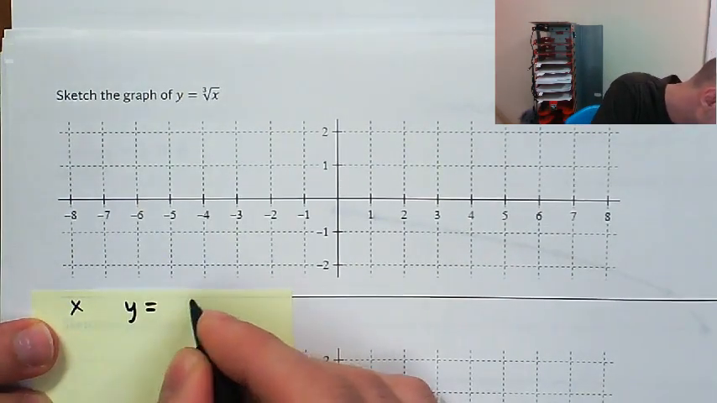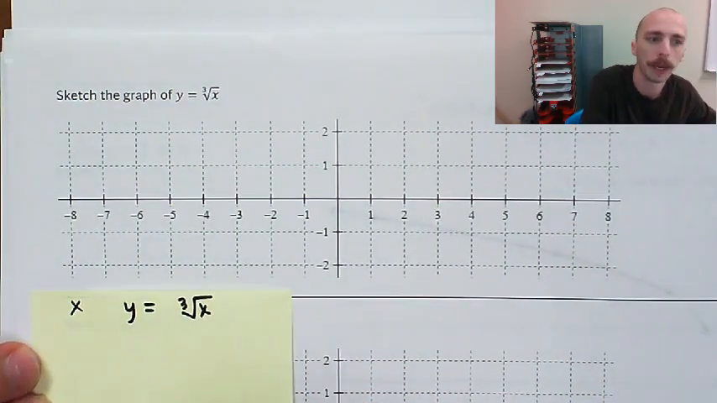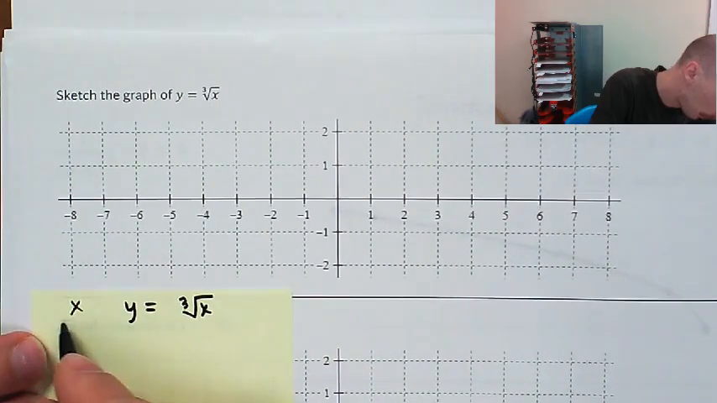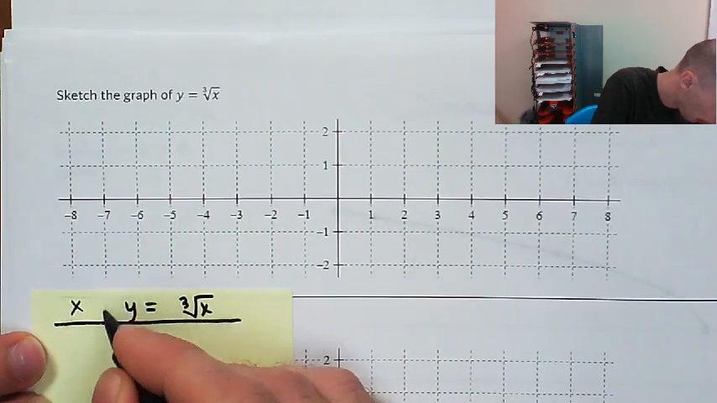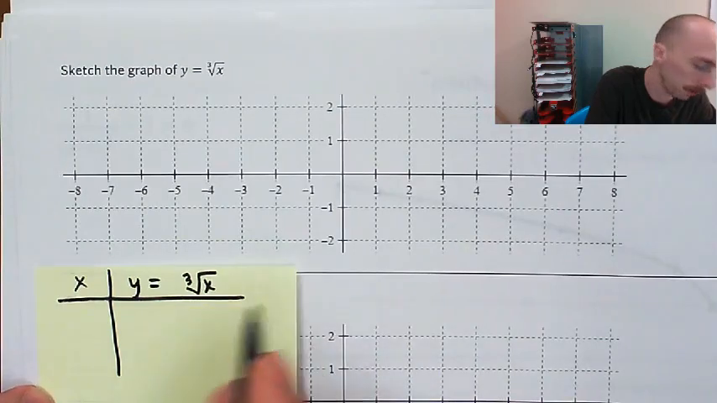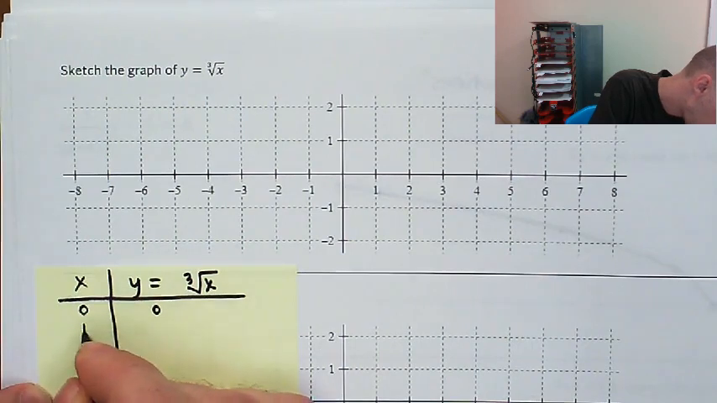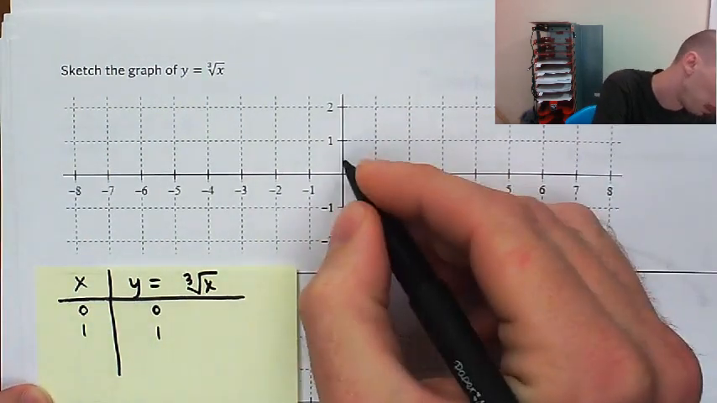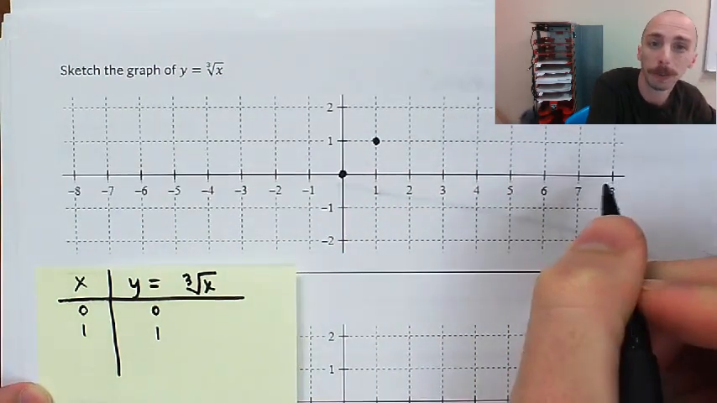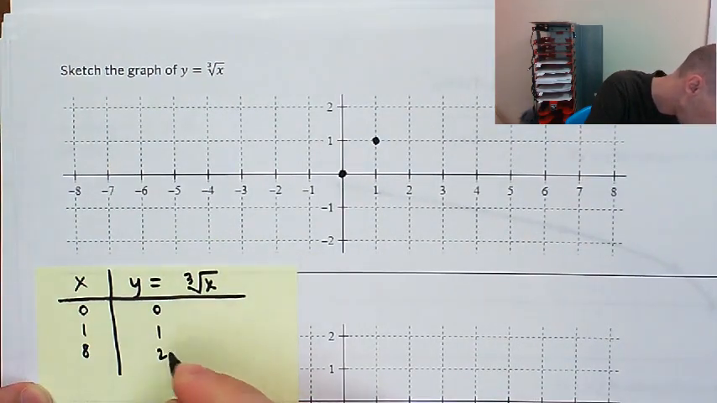So y is equal to the positive cube root of x. Okay, so I need to make this into a table. Think about what kind of numbers am I good at taking the cube root of? Okay, I'm definitely good at taking the cube root of 0. Cube root of 0 is 0. Cube root of 1 is 1, because any power of 1 is 1. Okay, so I've got 2 points. Then the next number I know how to take the cube root of is positive 8. That's why the graph goes up to 8 in x. Okay, the cube root of 8 is 2.